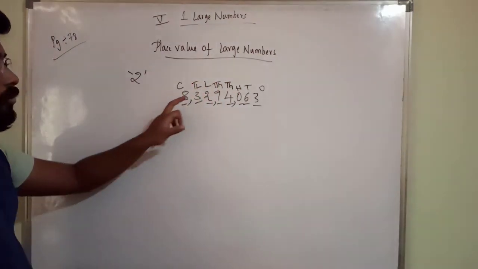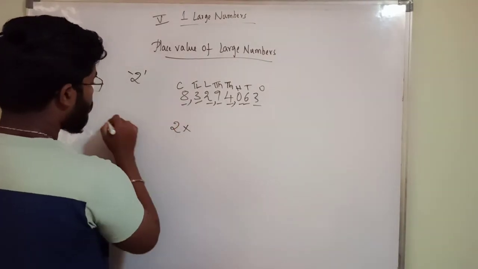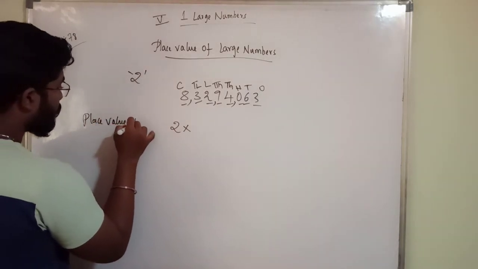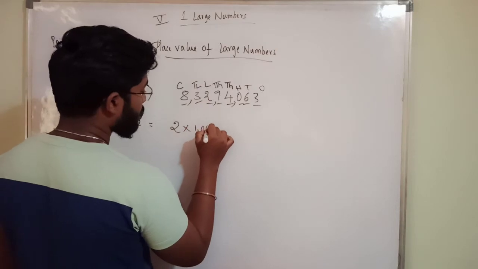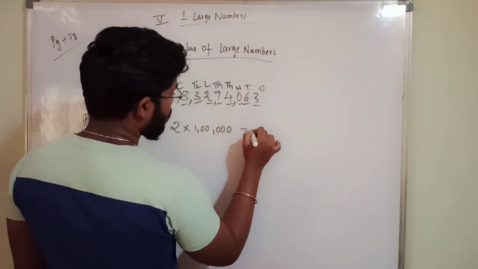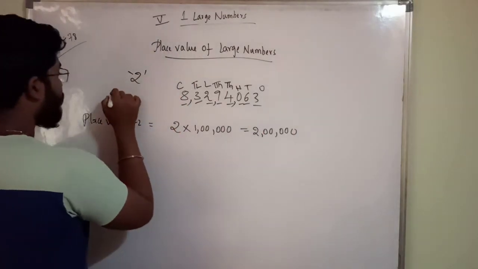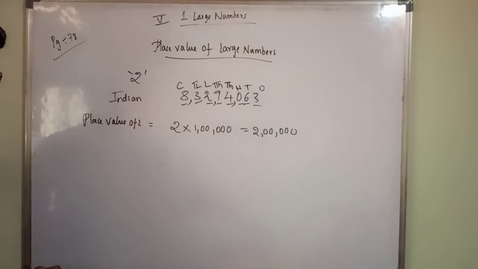So 2 is in which place? Lakhs place. So what is the place value? Place value of 2 equals 2 into, in which place is it? Lakhs place. So 2 lakhs is the place value of 2 in the Indian system. This is in Indian. So in the international system also I will write.